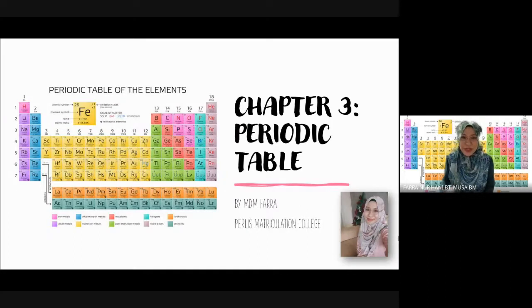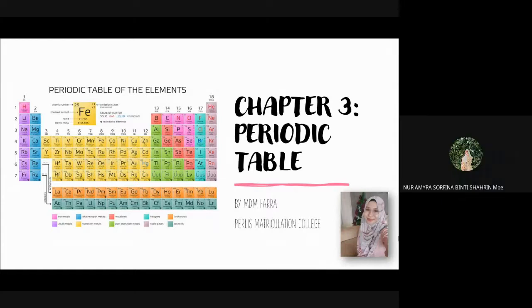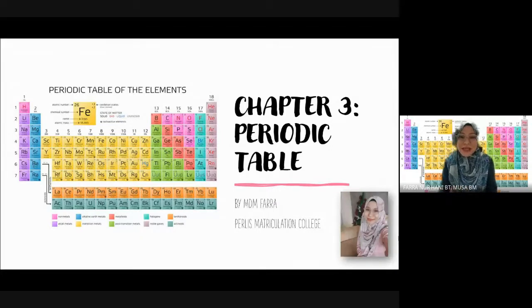So as you can see, this is the famous periodic table that you have learned back in school. You learned how they are arranged. So can you tell me how the periodic table is arranged? The elements in the periodic table are arranged according to their proton number, or we call it atomic number. It's not the atomic weight, but the proton number.